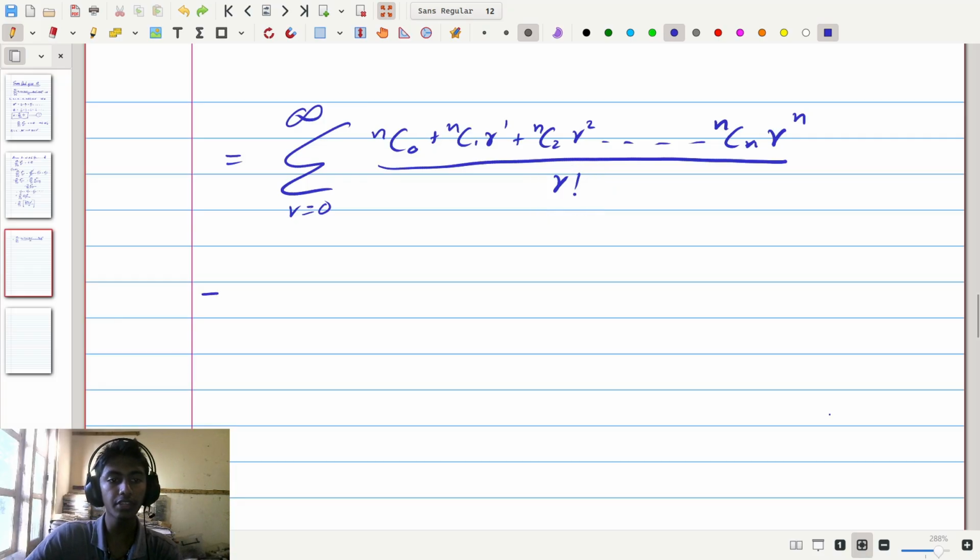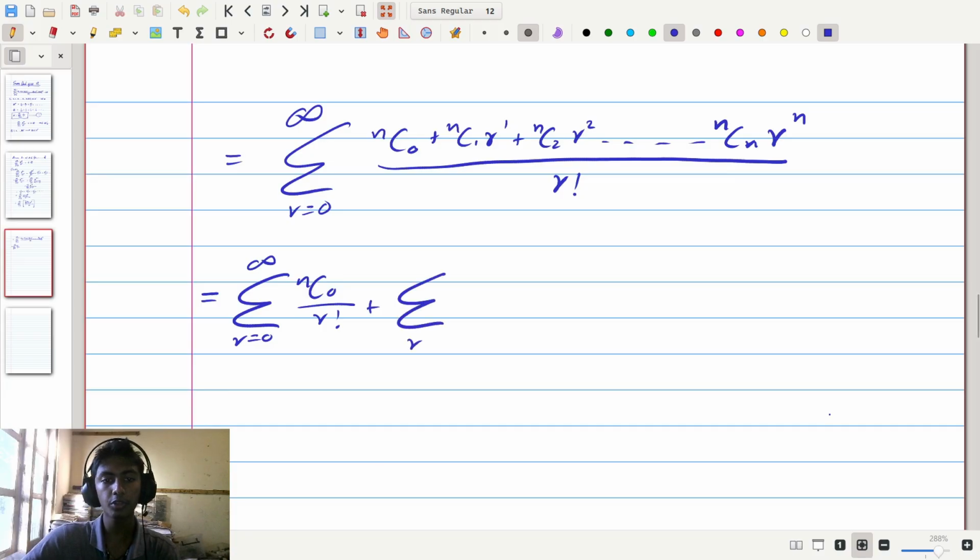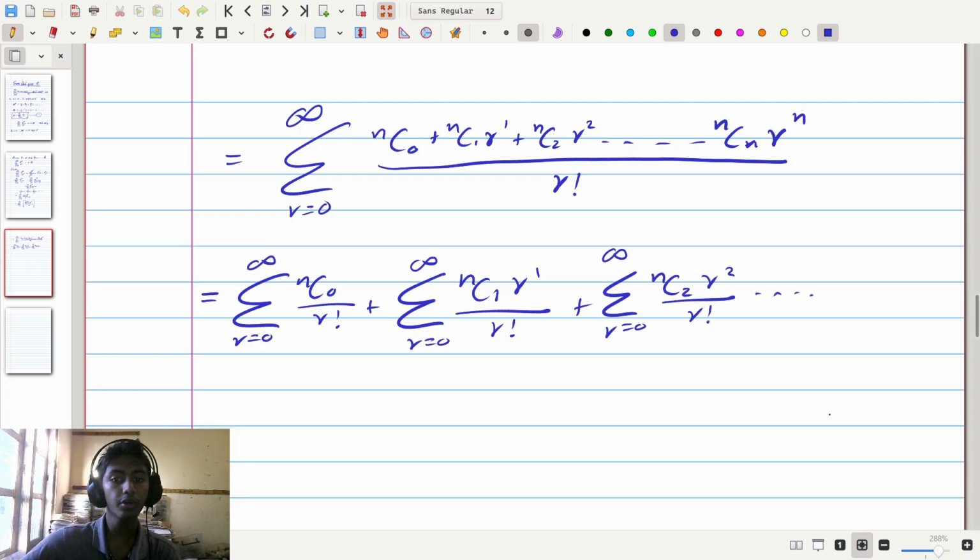If we do that, we can see that the sums we get are first off the sum from r equals 0 up to infinity of the first term, which is n choose 0 r to the 0 divided by r factorial, plus then the second term, which is going to be sum from r equals 0 up to infinity of n choose 1 r to the 1 divided by r factorial, and the next term after that is going to be sum from r equals 0 up to infinity of n choose 2 times r squared divided by r factorial, and this is going to go on until the last term, which is going to be sum from r equals 0 up to infinity of n choose n, which is going to be 1 times r to the power of n divided by r factorial.